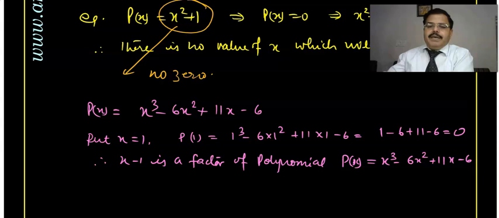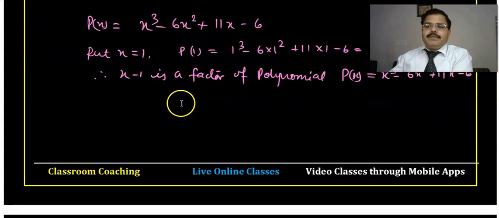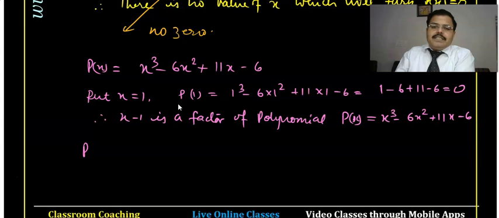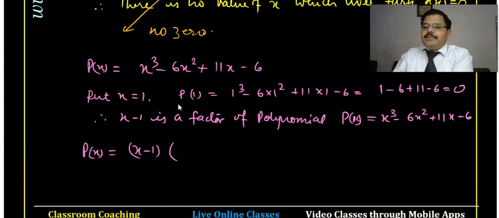Now if I divide this expression by x minus 1, what will come? So p(x) will be equal to x minus 1 times, if I divide, you can divide yourself, right? So I am writing here x square, that is x cube minus x square, but we need minus 6x square. So 5x more should be there. And the last term is minus 6, so if I write here plus 6, then only it will be minus 6. So this is what will come. If you divide by x minus 1, you will get this as the quotient.